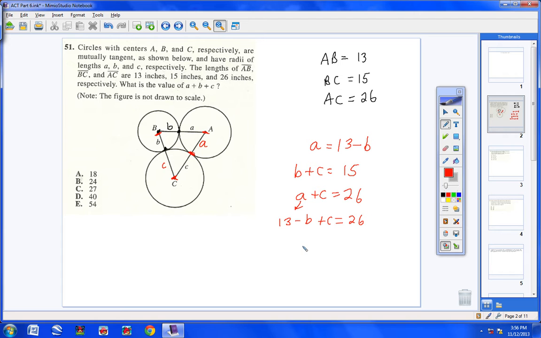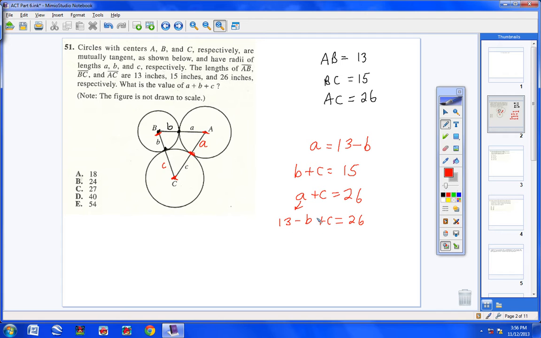Now, why would I do that? Well, let me show you why. If I look at what I have now, I have an equation that has B and C, and I have an equation right here that has B and C. That helps a lot. I have two equations with the same two unknowns, and that's really, really helpful.